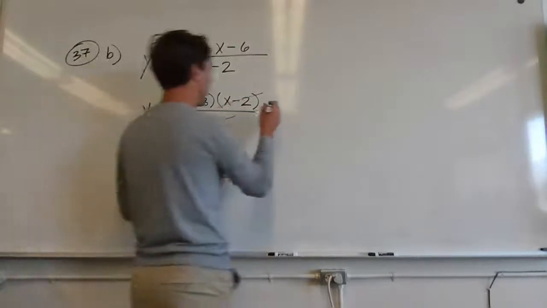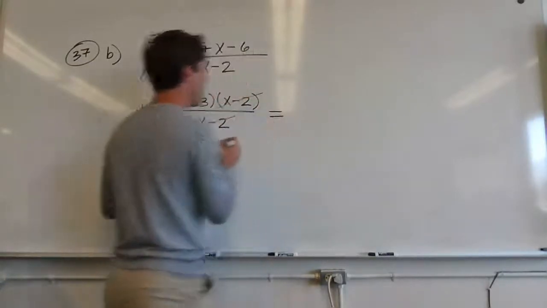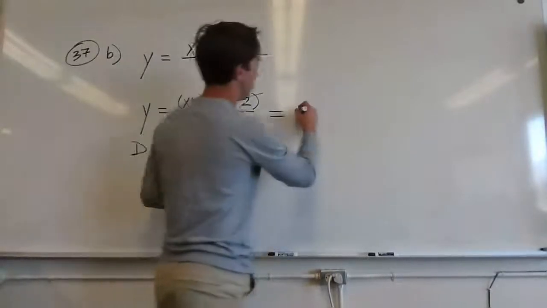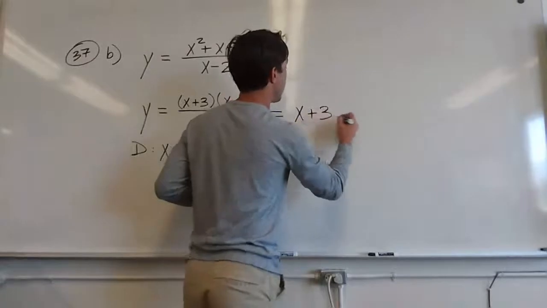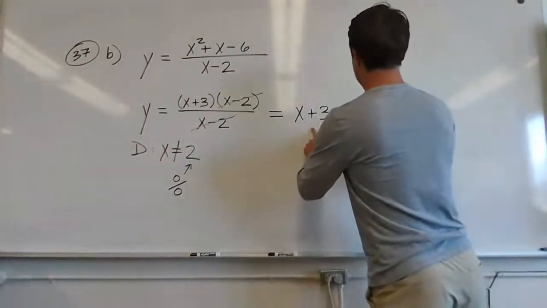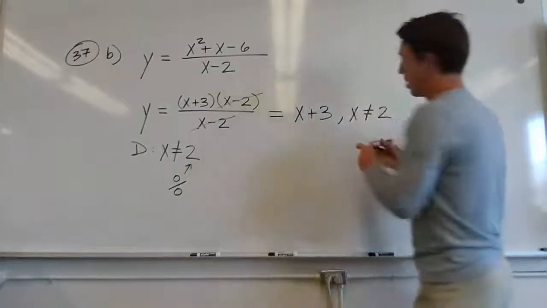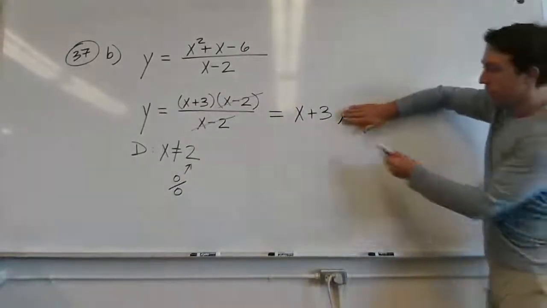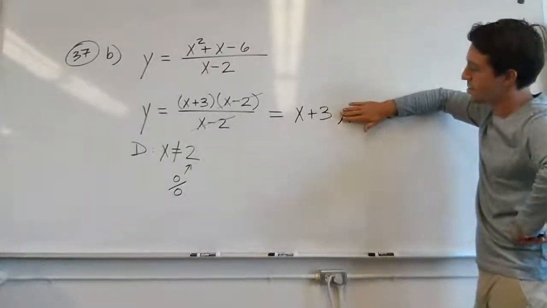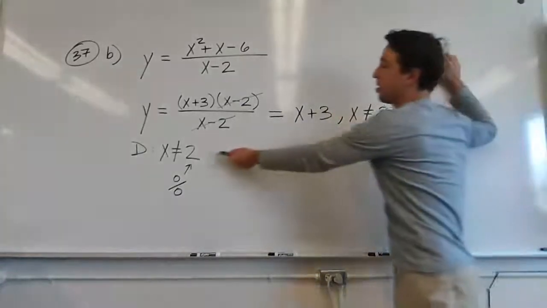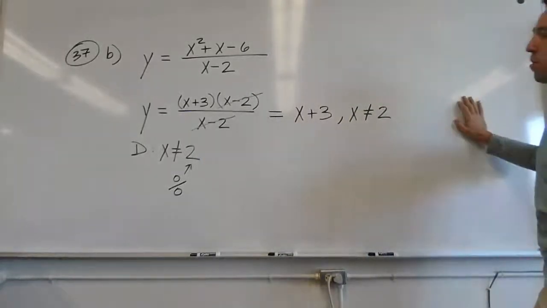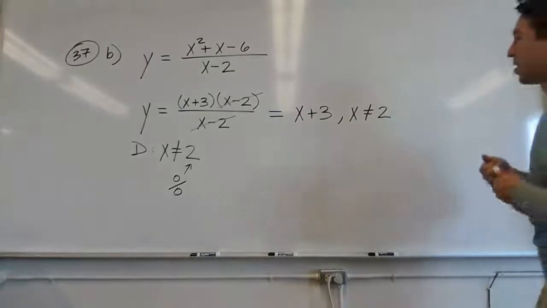So again, that tells us we're looking for some kind of hole structure on the graph. Cancely, bobancely. Okay. What's left over? x plus 3. But we still have this restriction. Again, if someone just saw this, they would say, oh, that's a straight line and the domain's all reals. Nope, you gotta add that in because it kind of inherits that domain restriction from the original function.